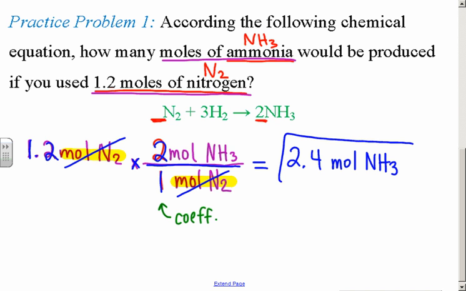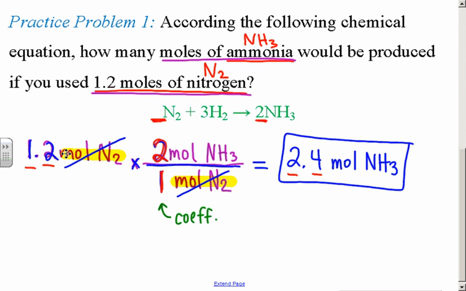In terms of significant figures, I see that the number I started with here had 2 significant figures, so my answer also has 2 significant figures. The numbers in your mole ratio right here, these coefficients are considered exact numbers and they do not affect your significant figures.